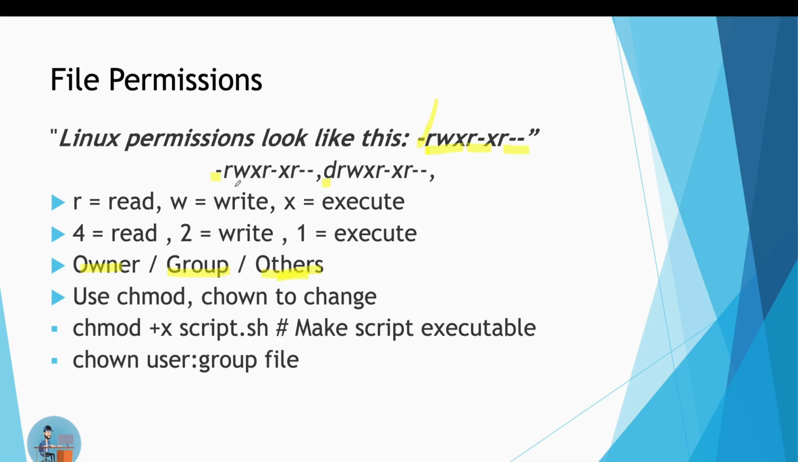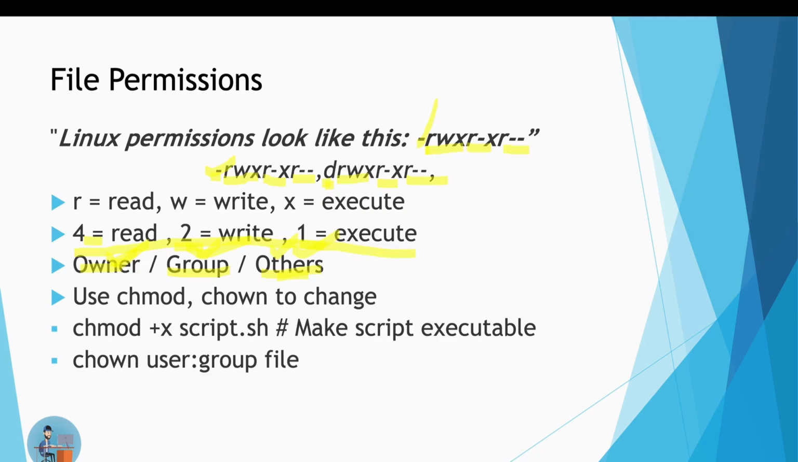So if I tell you to read this, you will say it's a file with read, write, execute permission given to the owner, read and execute permission given to the group, and only read permission given to others. If I tell you to read this, then it's a directory. Read, write, execute permission is given to the owner, read and execute permission is given to the group, and only read permission is given to others.